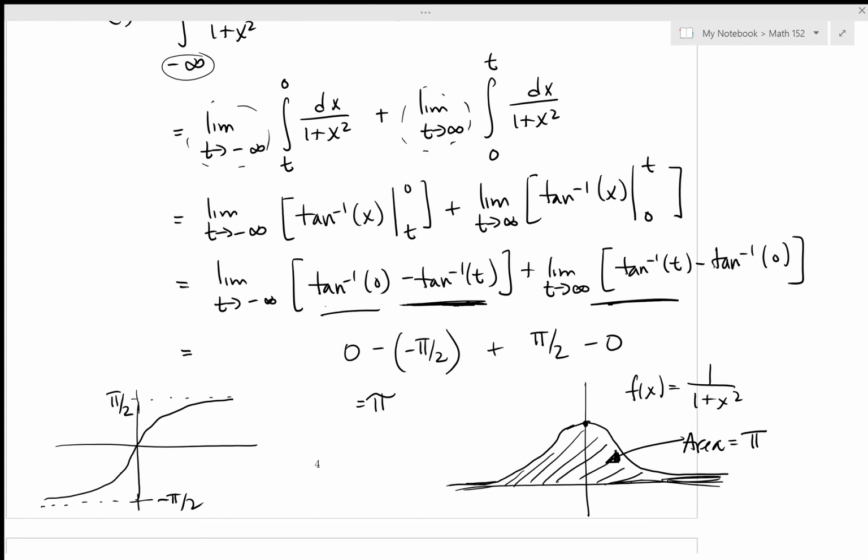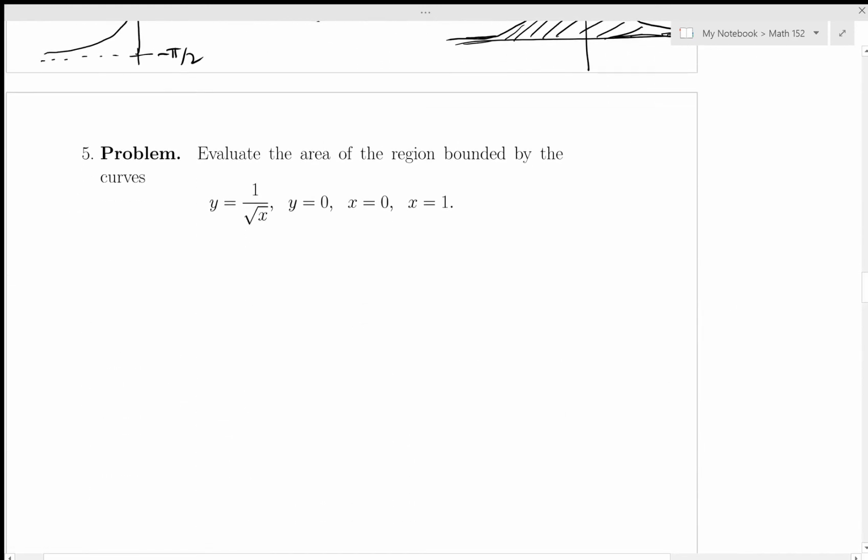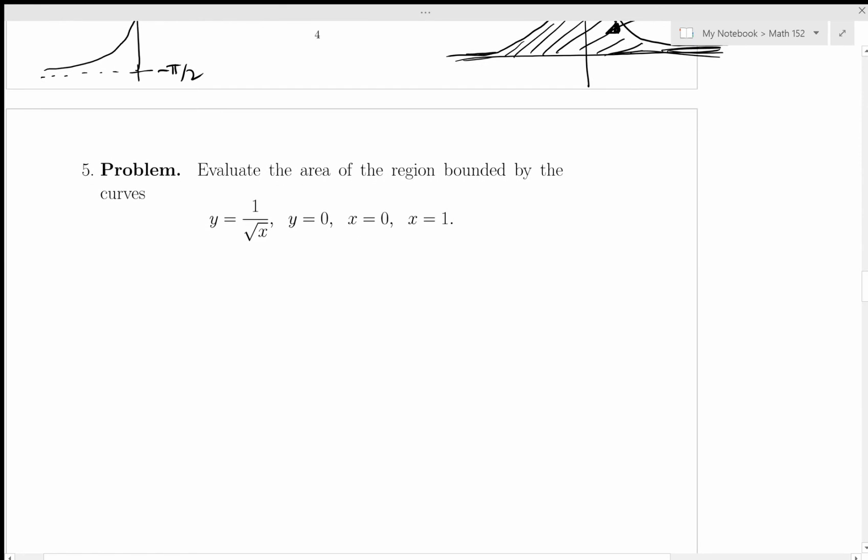All right. Let's see what else we can do with this new skill of handling problems with infinity in integrals. And so here we are. Now we're going to try to evaluate the area of the region bounded by these curves. Let's draw a picture of what this looks like.